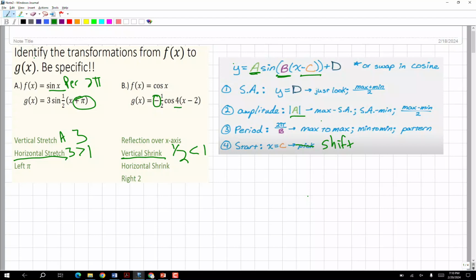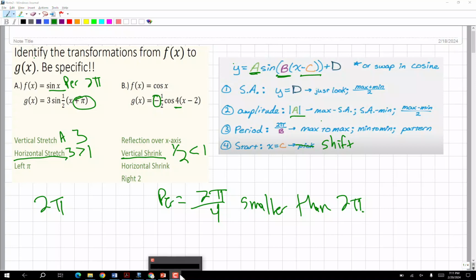Horizontal shrink. So let's take a look at that. So we've got our period right here. If I've got a 4 right here, my base period is 2 pi, so my period is going to be 2 pi over 4. So 2 pi over 4 is smaller than 2 pi. Make sure I'm actually recording this. Good. Okay? So that's why it's smaller.